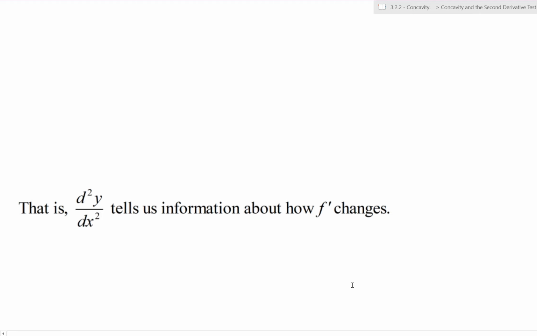So going back here, we're investigating the second derivative and how it gives us information about how the slope changes in the graph.